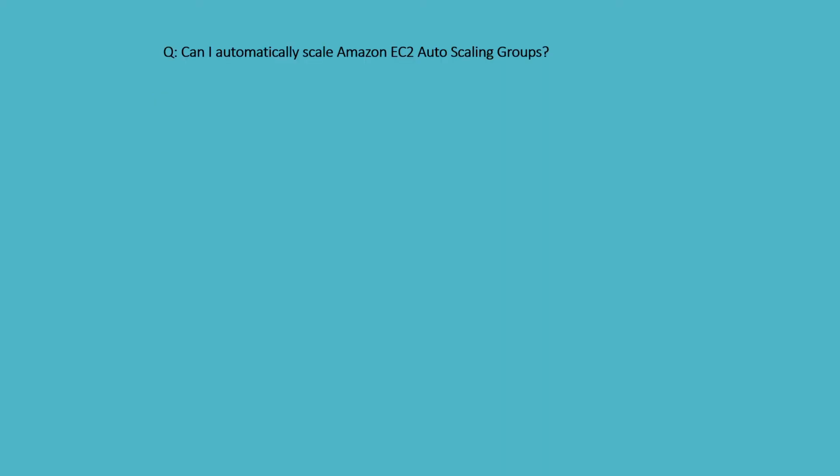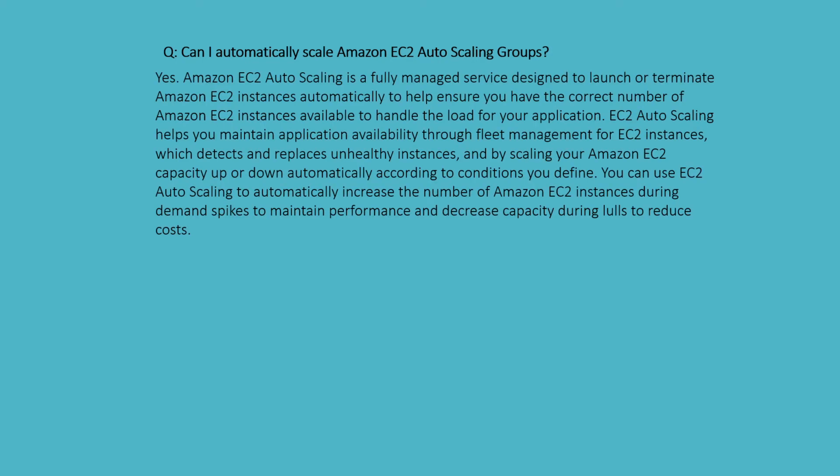Can I automatically scale Amazon EC2 with an auto scaling group? Yes, Amazon EC2 Auto Scaling is a fully managed service designed to launch and terminate Amazon EC2 instances automatically, to help ensure you have the correct number of Amazon EC2 instances available to handle the load for your applications.